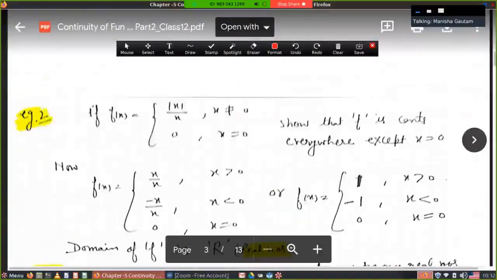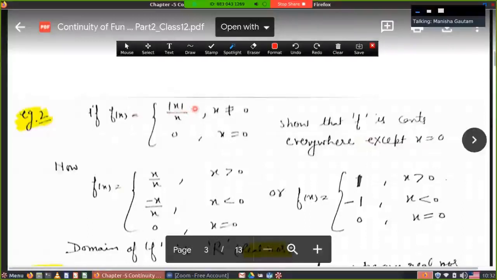Here is a question. If the function is given to you, f(x) is equal to mod x upon x when x is not equal to 0, and it is 0 when x is equal to 0. Show that the function is continuous everywhere except x is equal to 0. Now what is important in this question? You have to frame the question by splitting the mod x.